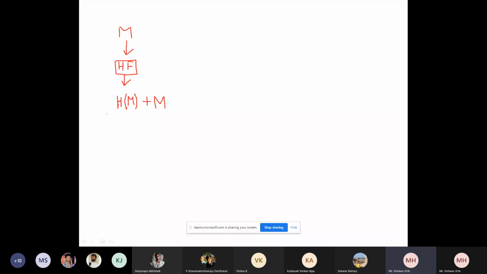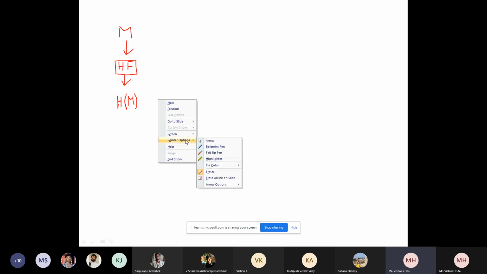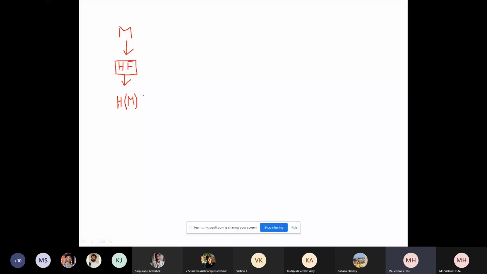Is that clear, students? Forget about this, I will just remove this. Now tell me, for providing authentication, what do you do with this h of m? Generally, you encrypt that hash code with the sender's private key. Let me encrypt it with the sender's private key. Clear? Now if you send this, authentication and integrity are proved.